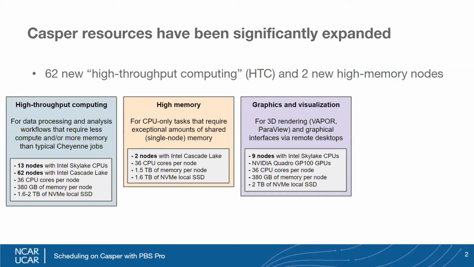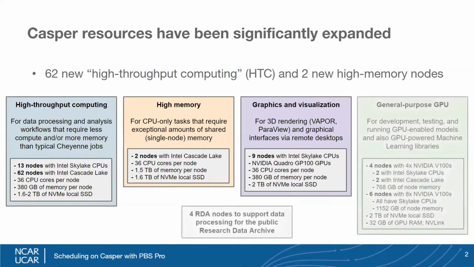And the reason that these are appropriate for that is because they have the NVIDIA Quadro GP100 GPUs. So these are, I guess, if you want to call them weaker, but they're the GPUs that are more targeted towards visualization, not towards general purpose GPU computing. You can see that those otherwise have similar statistics to the older Skylake HTC nodes. There are 9 of those.